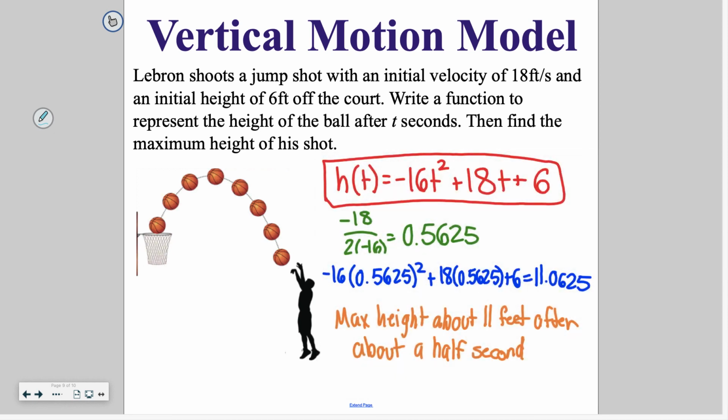So you've got that initial equation of negative 16t squared plus 18t plus 6. Finding your x value, you get 0.5625. Plugging that back in, you're going to get an answer of 11.0625. So you would say the maximum height of about 11 feet occurs after about a half a second.